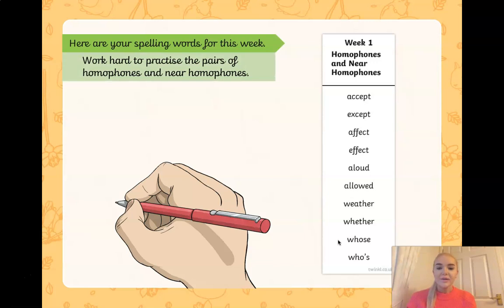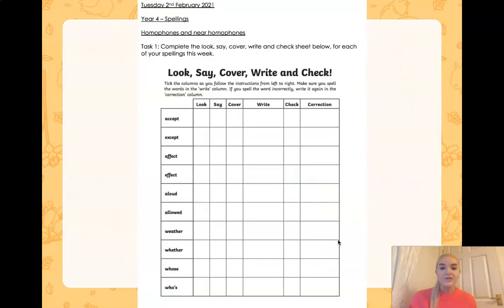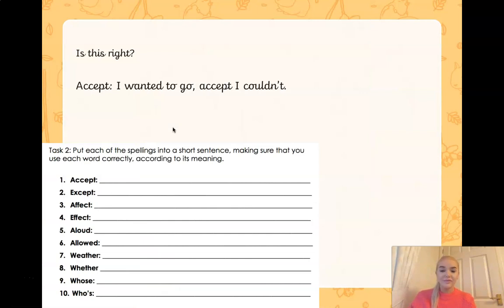Now, what I would like you to do is practice these spelling words using your spelling worksheet. Look, say, cover, write and check. Now remember, when you use these, you look at the words, you say it out loud. Cover the word, write the word, reveal the word and check it and correct it. Now, if you aren't covering the word and you're writing it when you'll be able to see it, what do you think might happen? That's right, you can't check if you've actually learnt the spellings. So we need to make sure that we cover the word so that we can check that we've spelt it correctly.